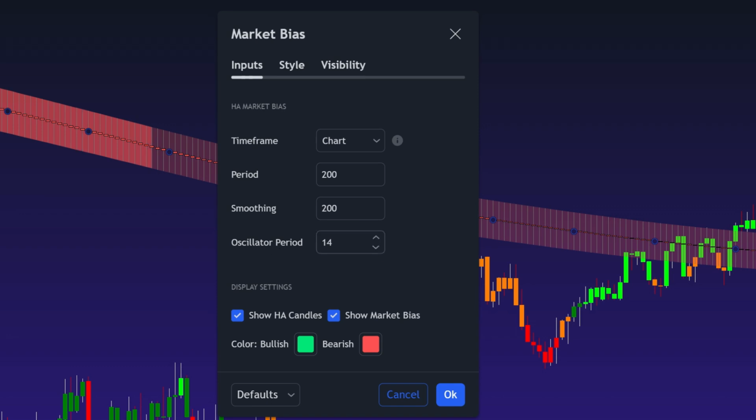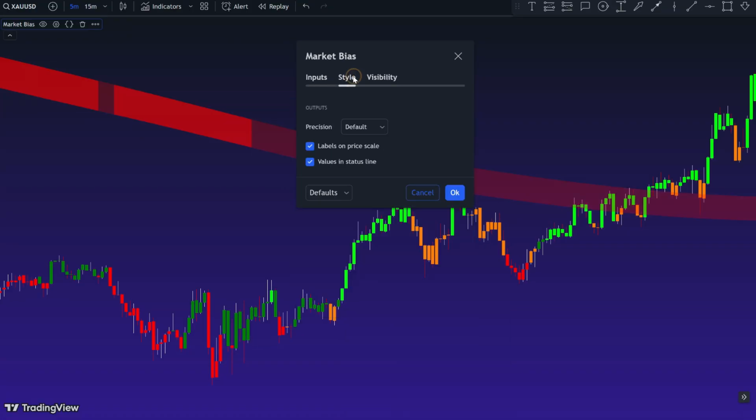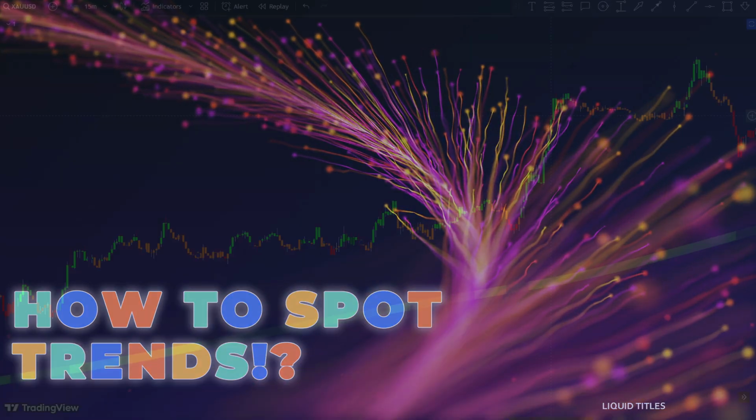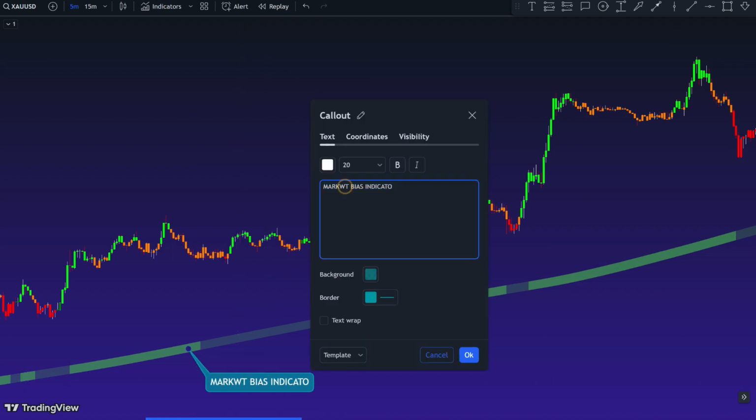For a cleaner chart view, turn off the Show HA Candles option. And don't worry about the Style tab. There's nothing more to fiddle with there. So how do we spot the trend with our market bias sidekick? Just keep an eye out on the price action candles and where they stay compared to the market bias line.